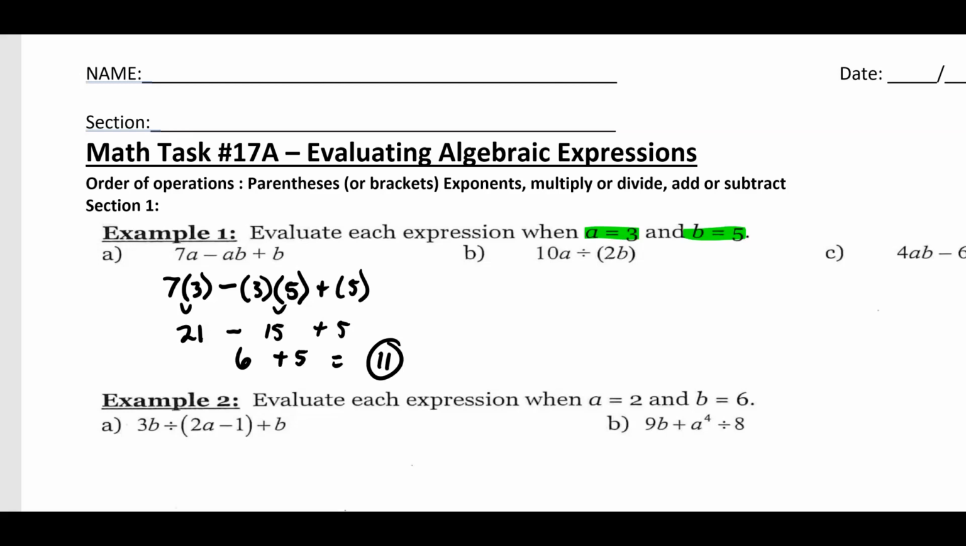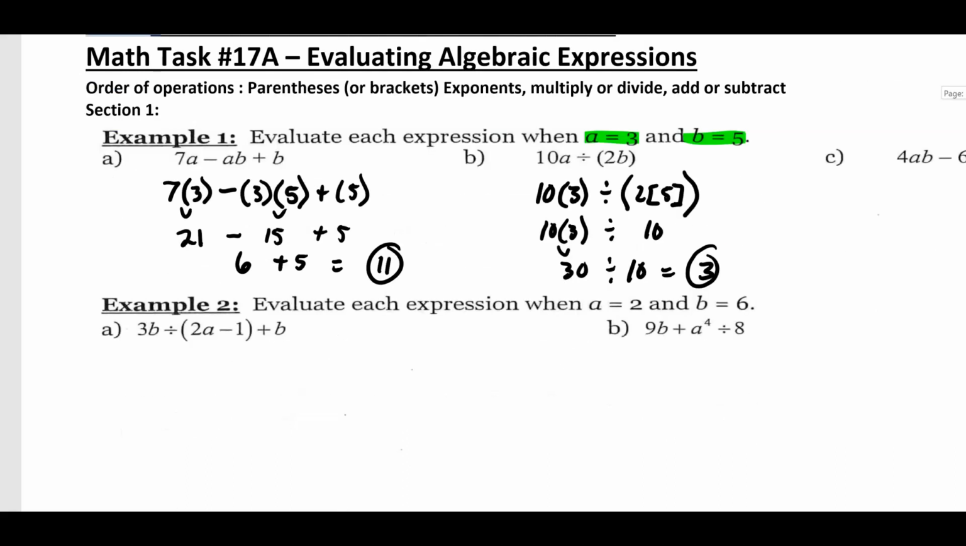Quickly for B, 10 parentheses 3 divided by parentheses 2, and then I'm going to put a bracket here because it's inside of parentheses, 5 bracket close. So I'm going to do parentheses first, right? Because these were actual parentheses that were in the problem. So this is still 10 parentheses 3 divided by 10. Now I'm going to multiply because that comes up first as I read it left to right. So I got 30 divided by 10, which is equal to 3. Okay? So I'm going to pause there.